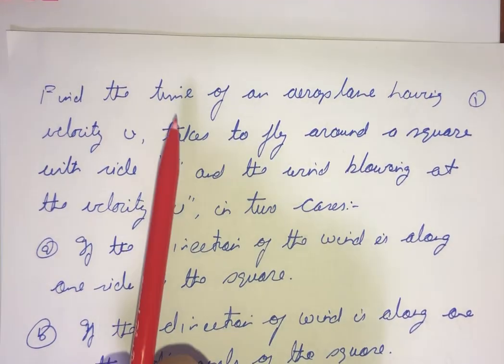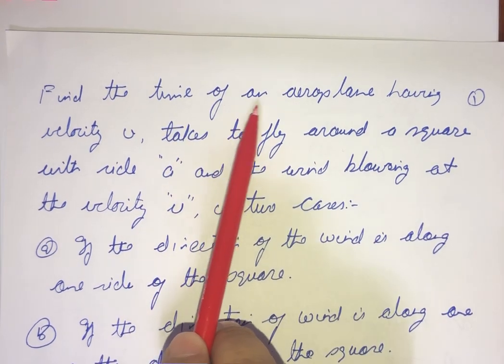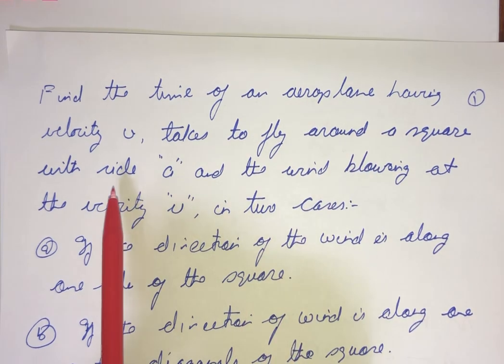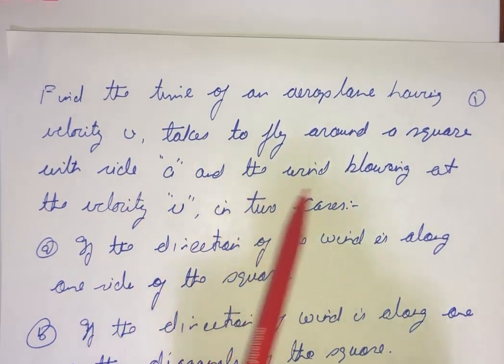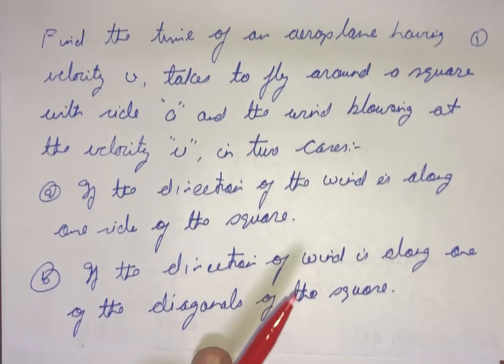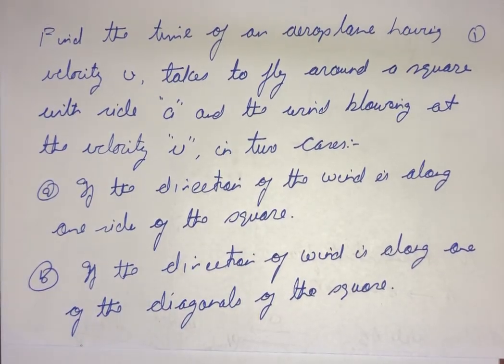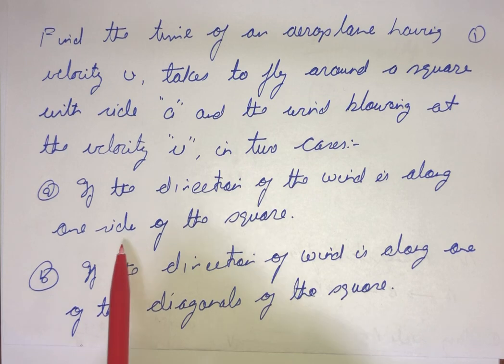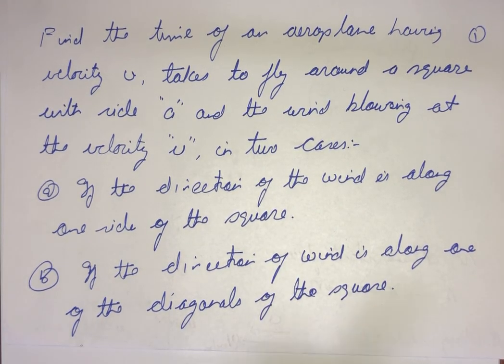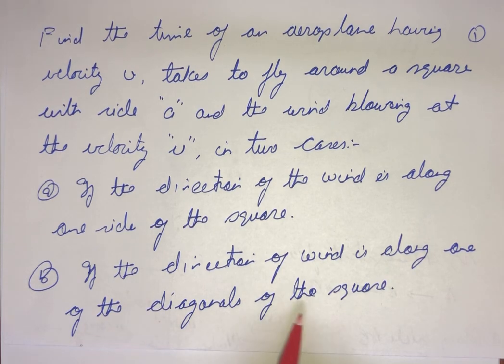So in today's question, find the time an aeroplane having velocity v takes to fly around a square with side A. The wind is blowing at a velocity u in two cases. So there are two cases. First is if the direction of wind is along one side of the square, and the second case is if the direction of wind is along one of the diagonals of the square.